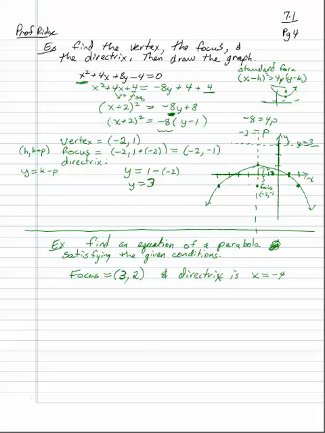Okay, so let's find an equation of a parabola satisfying the given conditions. It has a focus of (3, 2), and the directrix is x = -4. Now you don't have to draw the graph, I just like to make a little quick sketch. I'm not going to do it perfectly. Focus (3, 2). Directrix is x = -4.